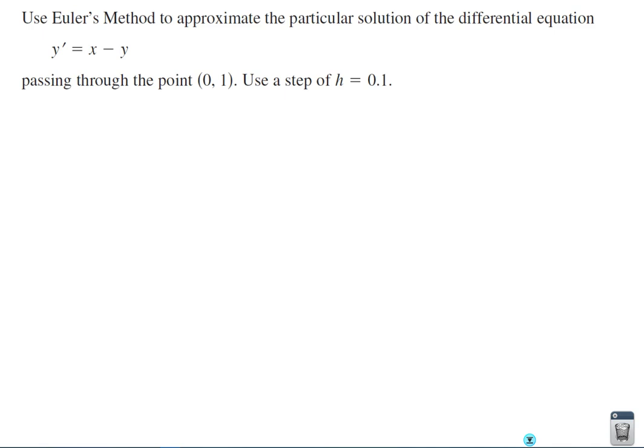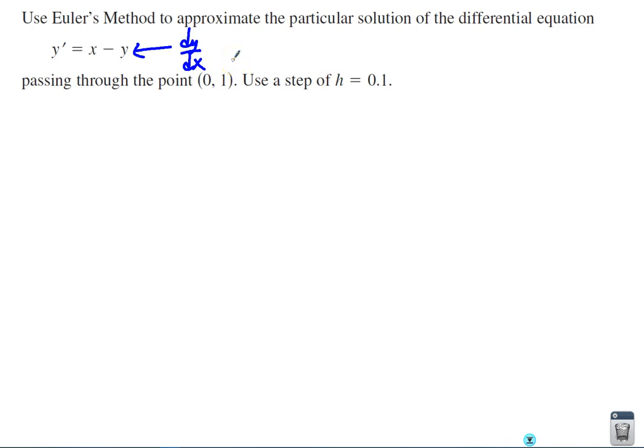Okay? So we're trying to approximate the particular solution to this that passes through (0, 1) using a step of 0.1. So let's approximate it to 2 points. Now notice it's written as y prime equals x minus y. Y prime is another way of saying dy/dx.